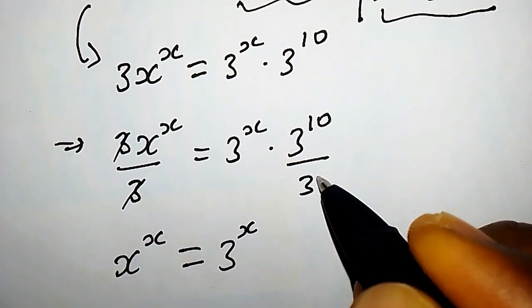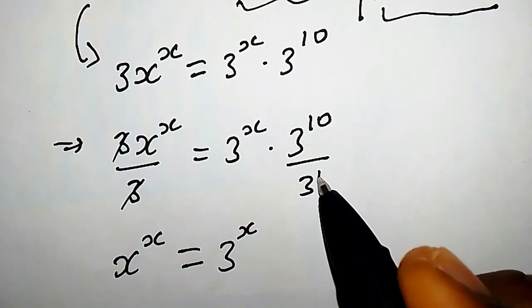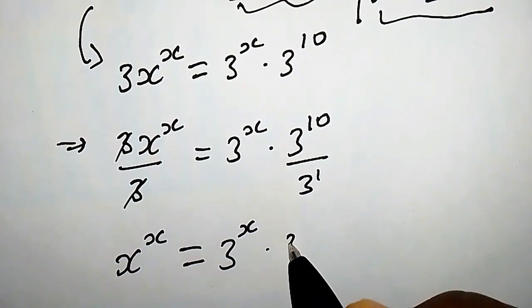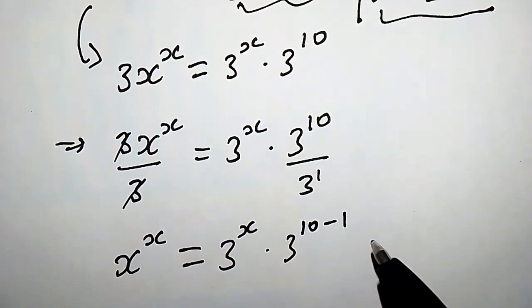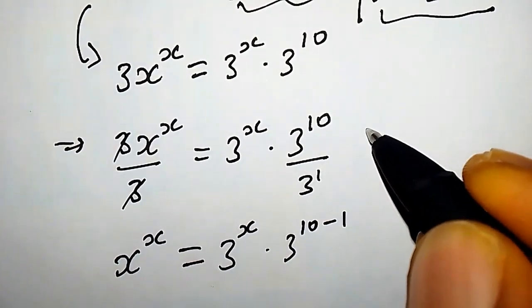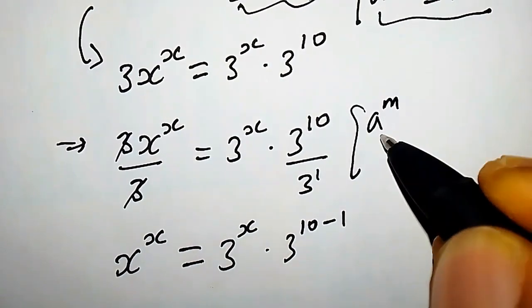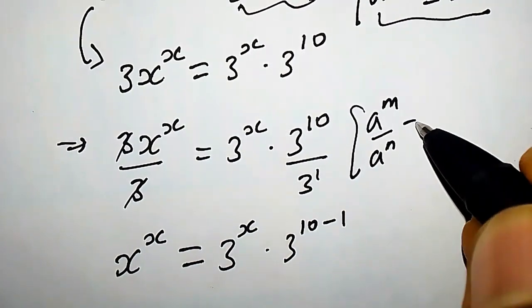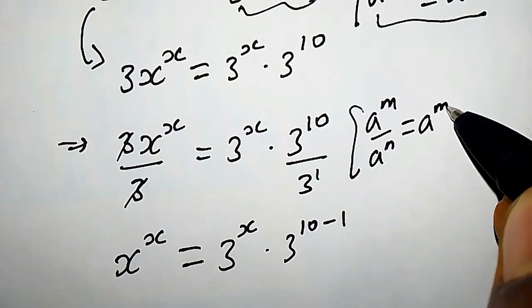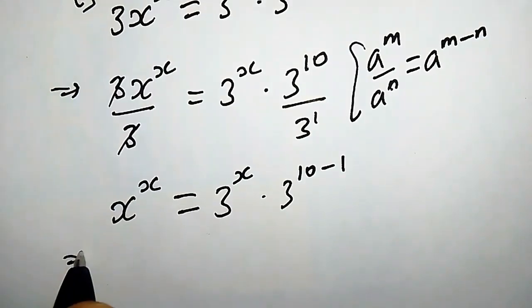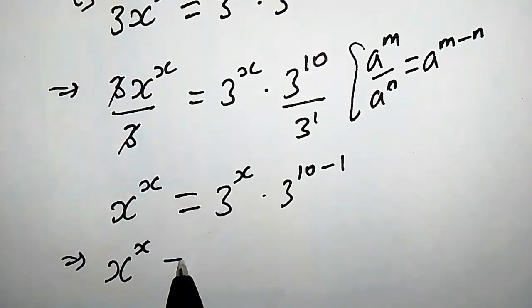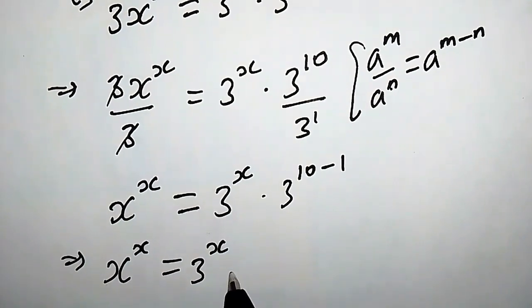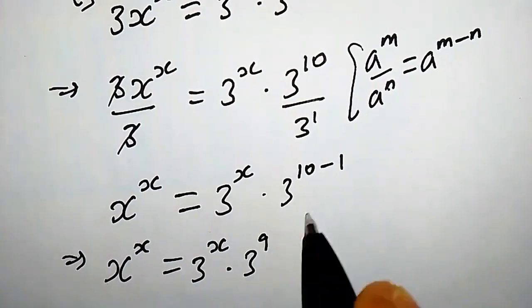Don't forget the power of 3 here is just 1. And by laws of indices, this power goes to the top. So we have 3 to the power of 10 minus 1. That is from these properties: if we have a to the power of m over a to the power of n, we get a to the power of m minus n. So this implies that we have x to the power of x equals 3 to the power of x times 3 to the power of 9.